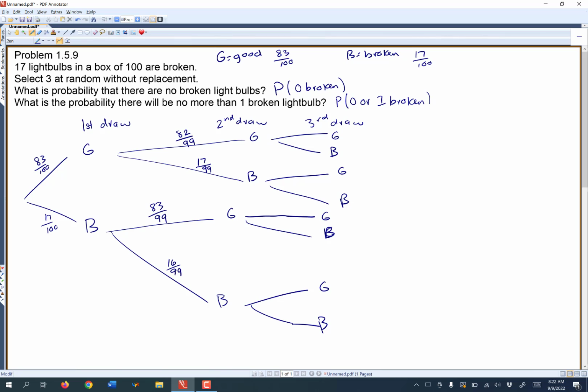If I had good and then good, and now I want another good, well, I've used 2 goods already. So we had 83 to choose from, then we had 82. Now we're going to be at 81 out of 98 total because we've used 2 light bulbs and they were both good. Let's say I wanted good, good, and then broken. Well, there would still be 17 broken because I haven't used any broken, but there are only 98 total because I already used 2 bulbs. And you go through and fill out the entire thing like this. I'm going to pause and fill out the rest so you can double check your work, pause and do the rest by yourself.